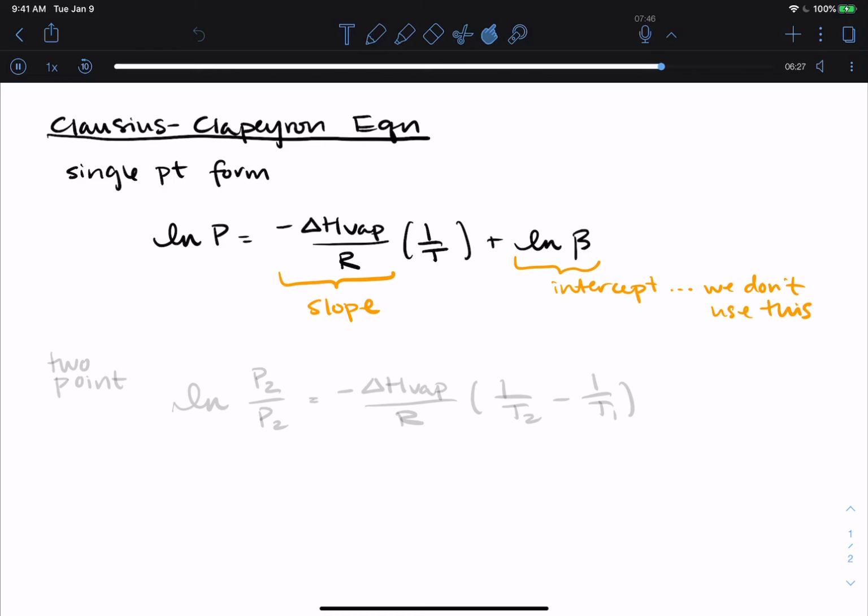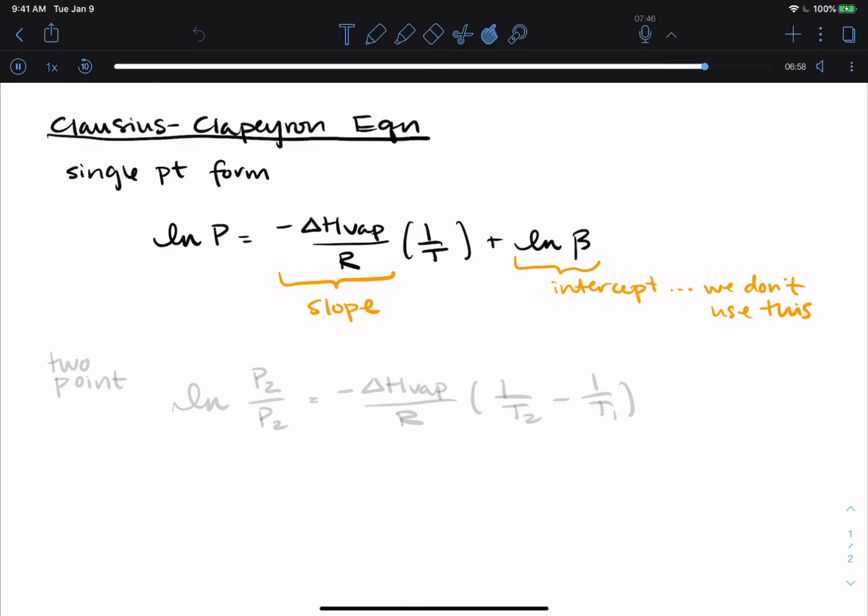So if you just want a pressure value or a temperature value, the single point form is not the form for you, because you would need to know what beta is, or have some kind of information about the intercept, or have enough data points that you could make this straight line plot of natural log of pressure versus 1 over T in order to get that information.